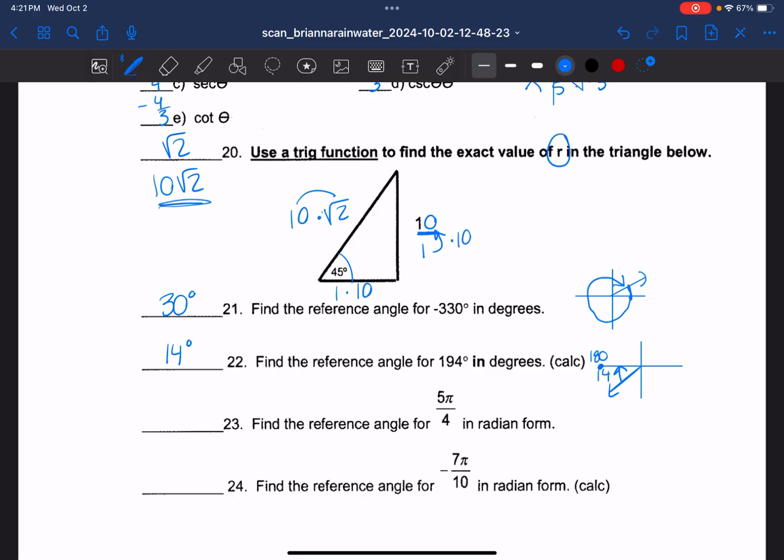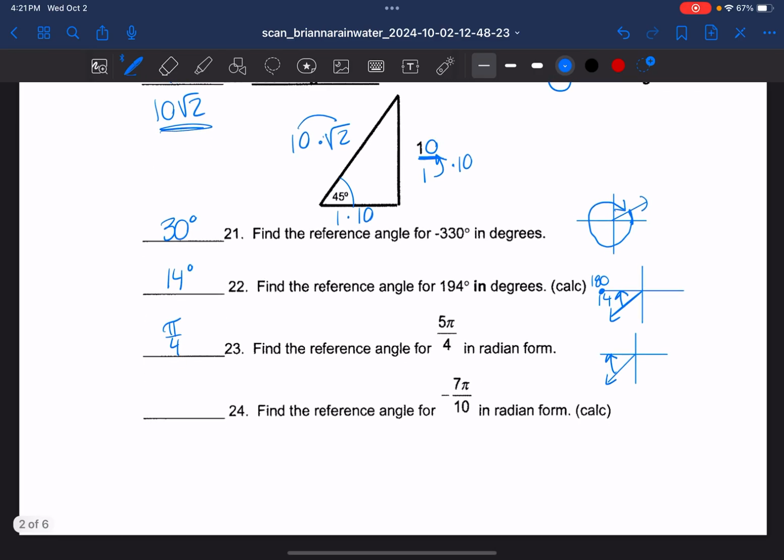Number 23 says to find the reference angle of 5 pi fourths. So 5 pi fourths is in quadrant 3. So the distance back to the x-axis would be 1 pi fourth.